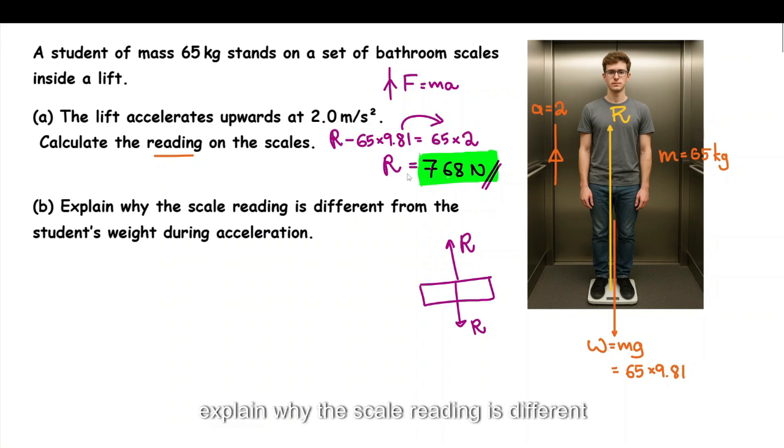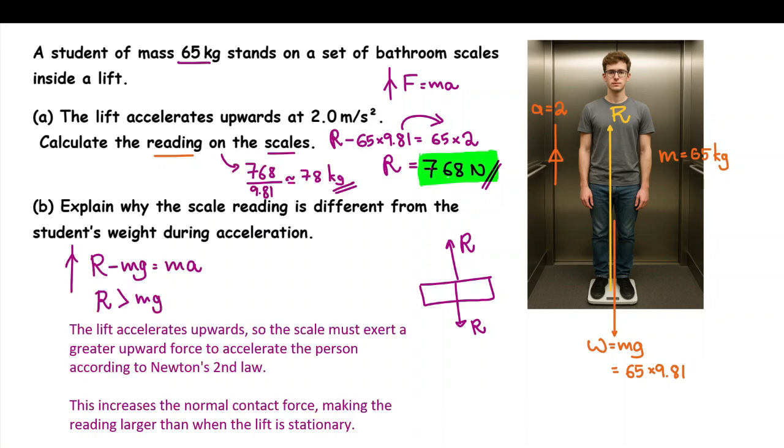Explain why the scale reading is different from the student's weight during the acceleration. Now, if you think about the acceleration phase, what happens is R minus mg is equal to ma. Now, obviously, R needs to be bigger than mg so that it can provide a force for the student to accelerate. So usually a question like this will probably be worth 2 marks.